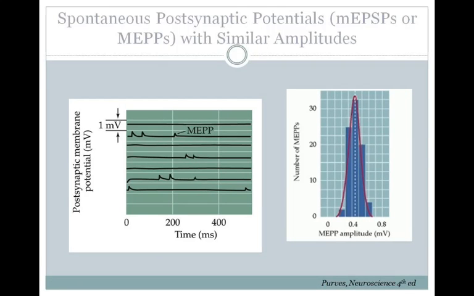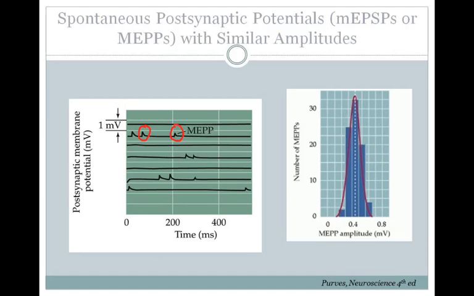In addition to the evoked release of neurotransmitter, so you generate an action potential in your presynaptic neuron, causing the release of neurotransmitter from your synaptic vesicles, people also noticed that there was spontaneous release of neurotransmitter. So if you look here, you see these little blips. They're called mini EPSPs, or mini end plate potentials if it happens on a muscle. So these are the spontaneous release of a single vesicle of neurotransmitter.